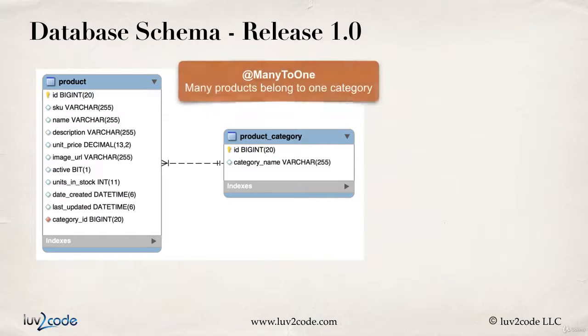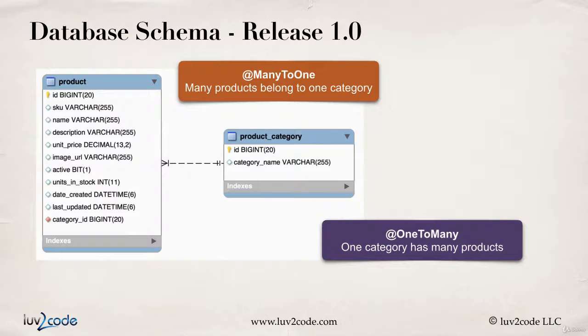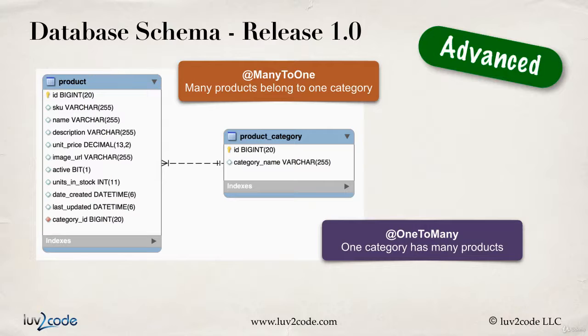And then also in this database schema, we're going to make use of some advanced JPA mappings. So we'll make use of many to one. So we'll have many products that belong to one category. And we'll also make use of one to many. So one category has many products. And these are advanced JPA mappings, and we'll actually make use of them in our full stack project.